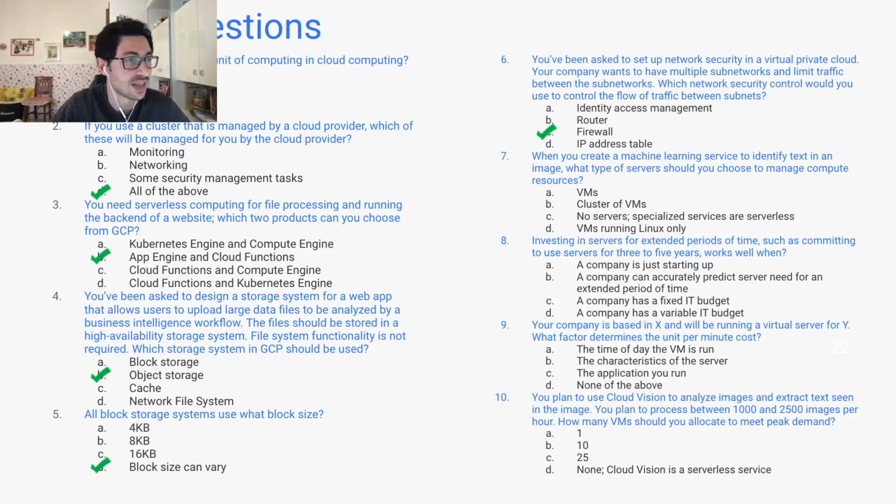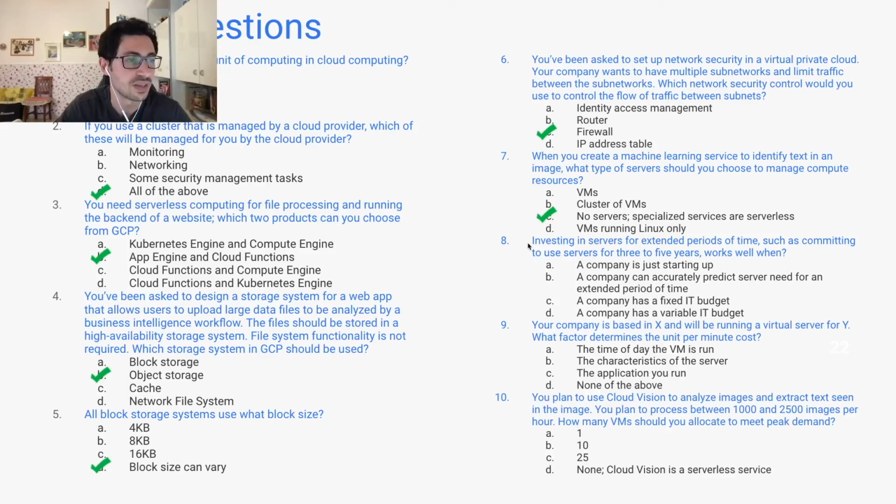Then, 7. When you create a machine learning service to identify text in an image, what type of servers should you use to manage compute resources? I made this example, I think, a lot of times. You use, in this case, specialized services, right? Which are serverless, therefore no servers.